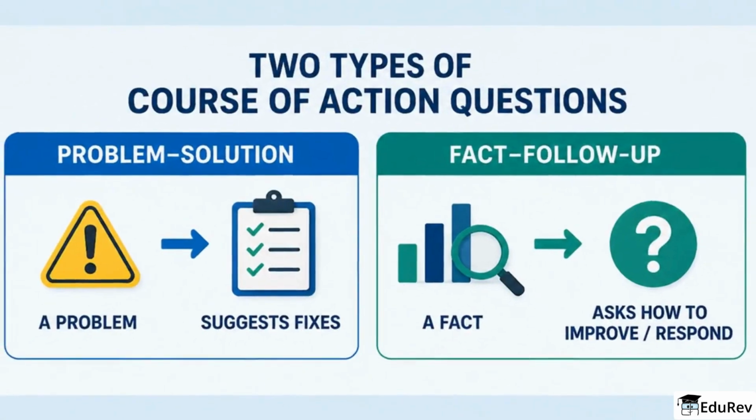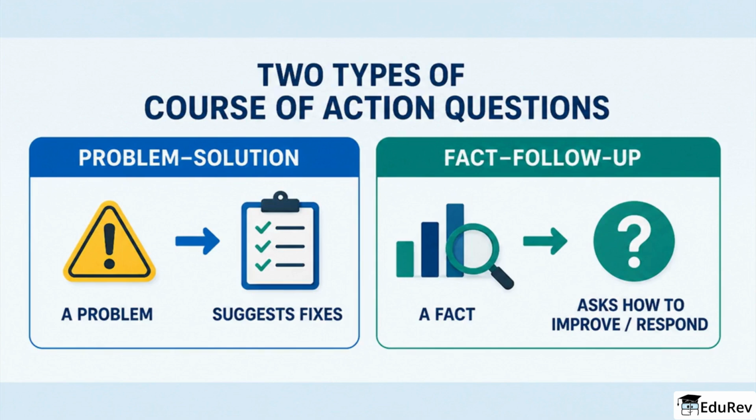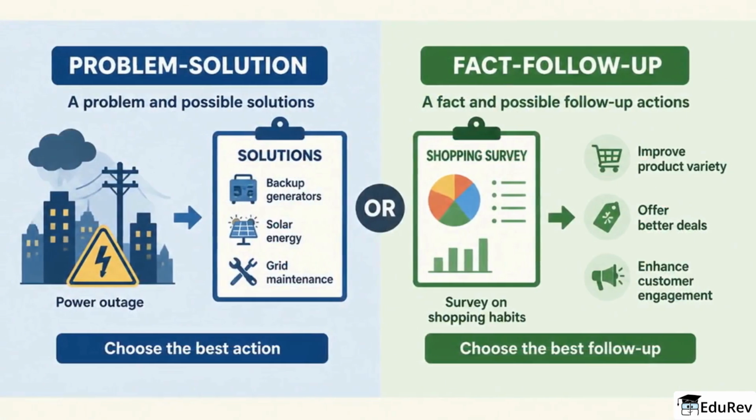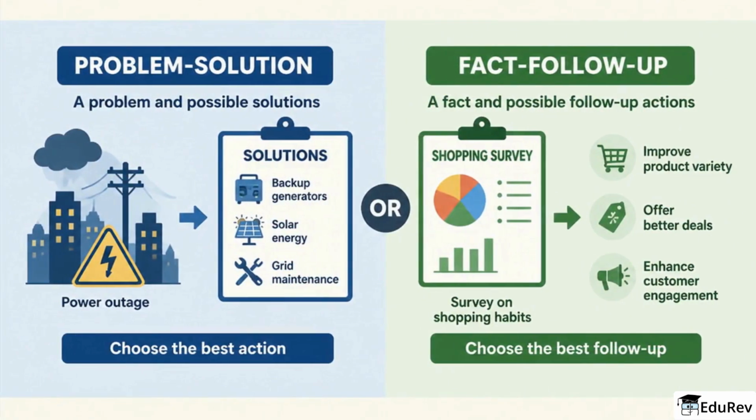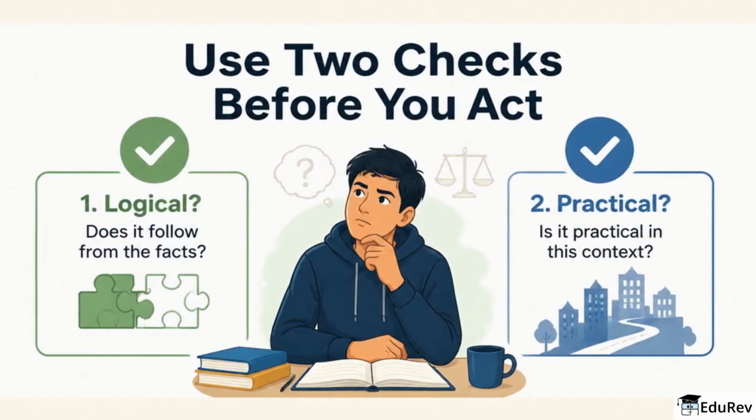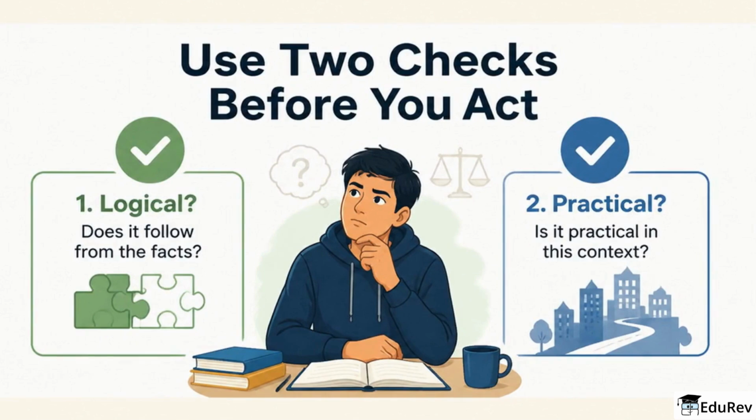A problem solution question gives a problem and suggests fixes, while a fact follow-up gives a fact and asks how to improve or respond to it. For example, a power outage is a problem solution case, and a survey about shopping habits is a fact follow-up case. When you test any proposed action, use two checks. Does it logically follow from the facts? And is it practical in the given context?